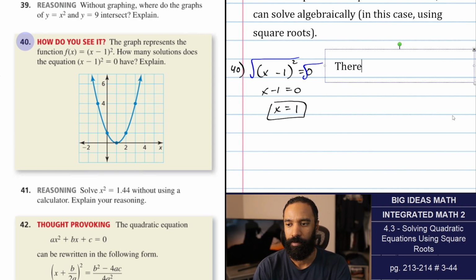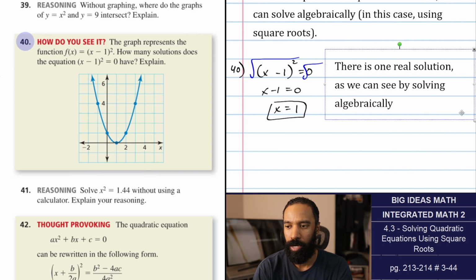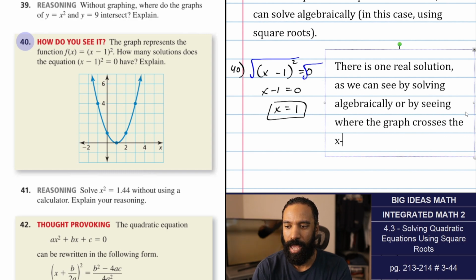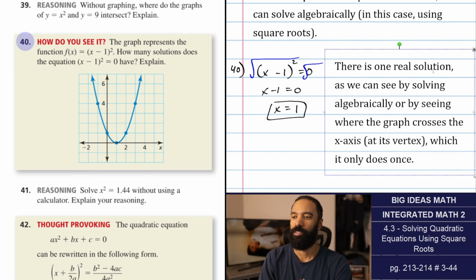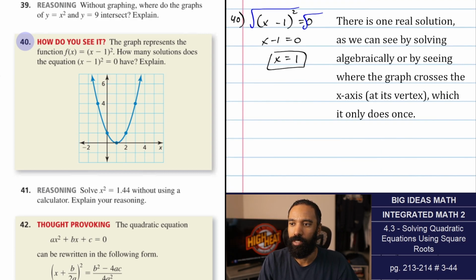There is one real solution, as we can see by solving algebraically, or by seeing where the graph crosses the x-axis at its vertex, which it only does once. At its vertex. So there's that. It's just right where this thing crosses, because that's where it equals 0. This is the y equals 0 part. So it's just the one solution.